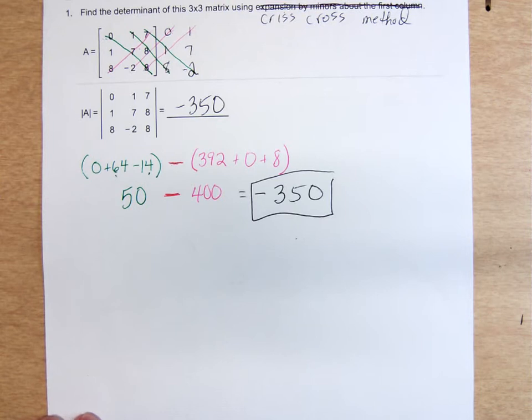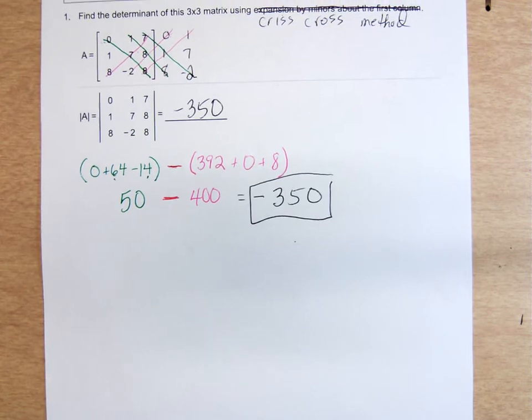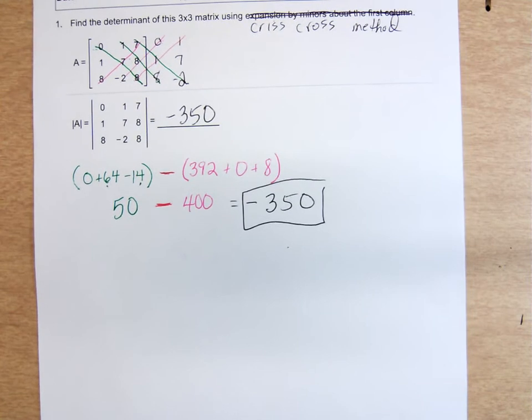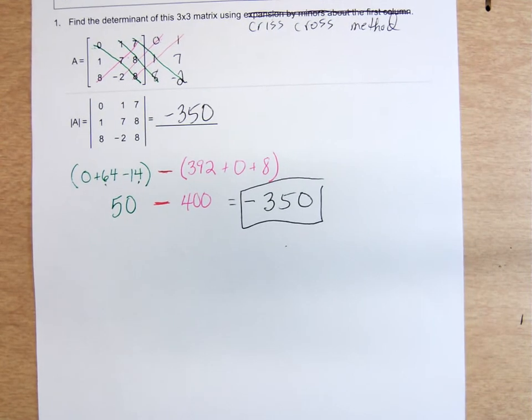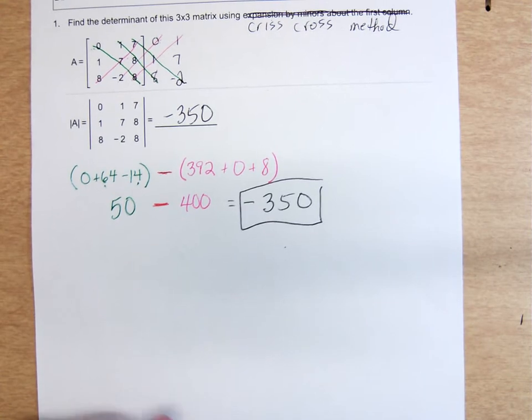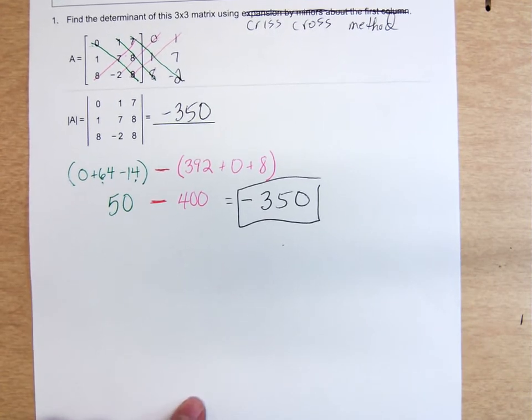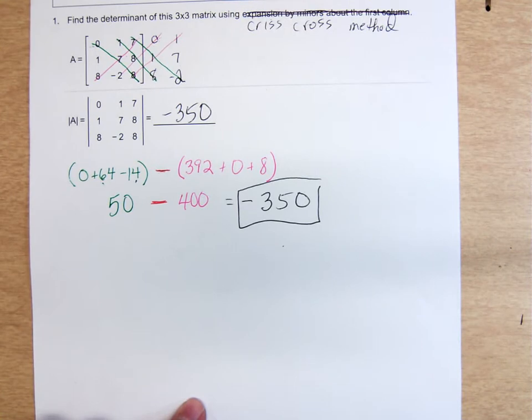Verify that they're right. This is finding the determinant using crisscross. If you looked at view an example and saw how to do it with the expansion by minors, that's the method I think they were probably using on view an example. That's fine. You can use any method you want. The method I think is easiest for this is crisscross. Okay.